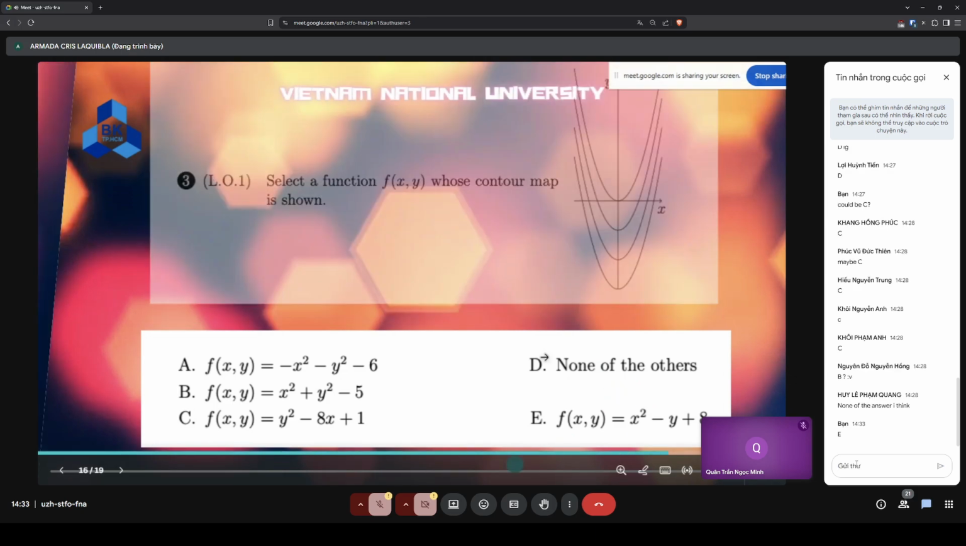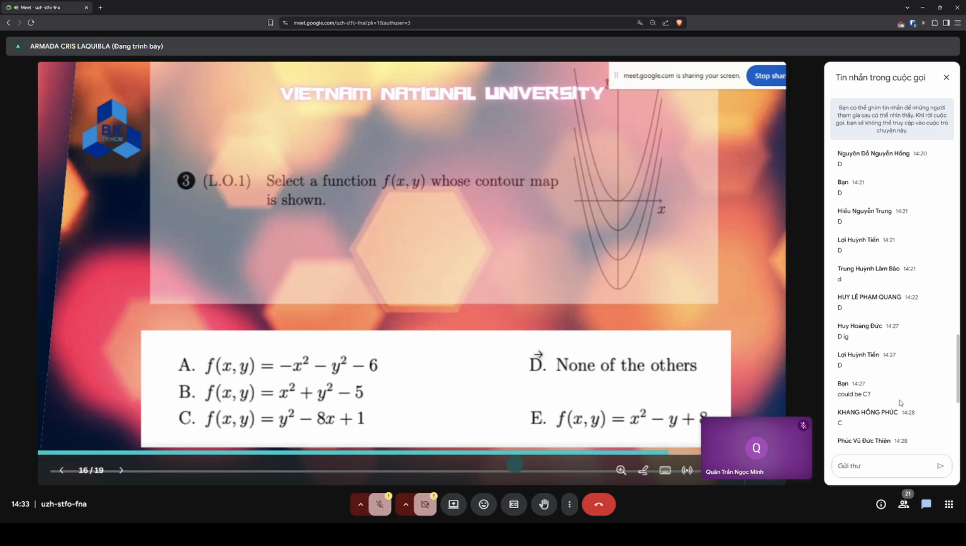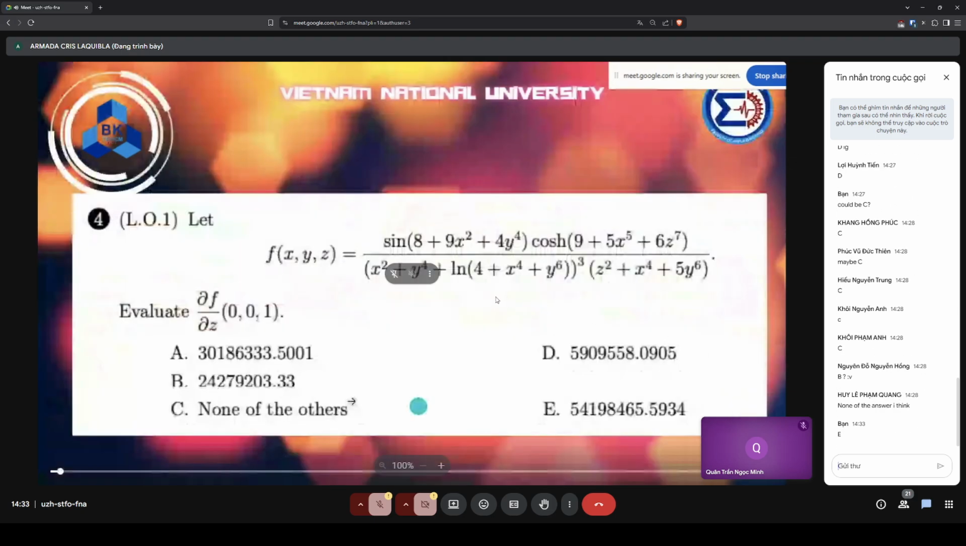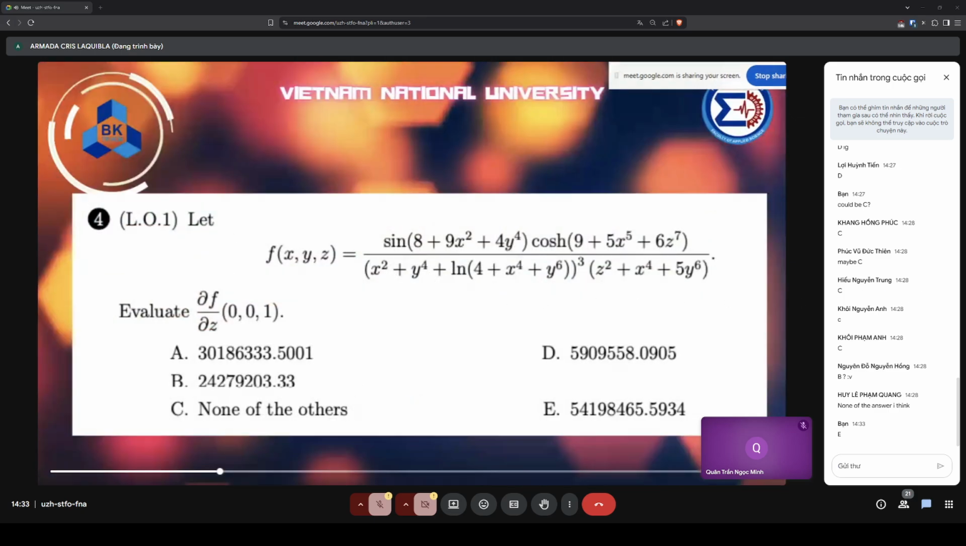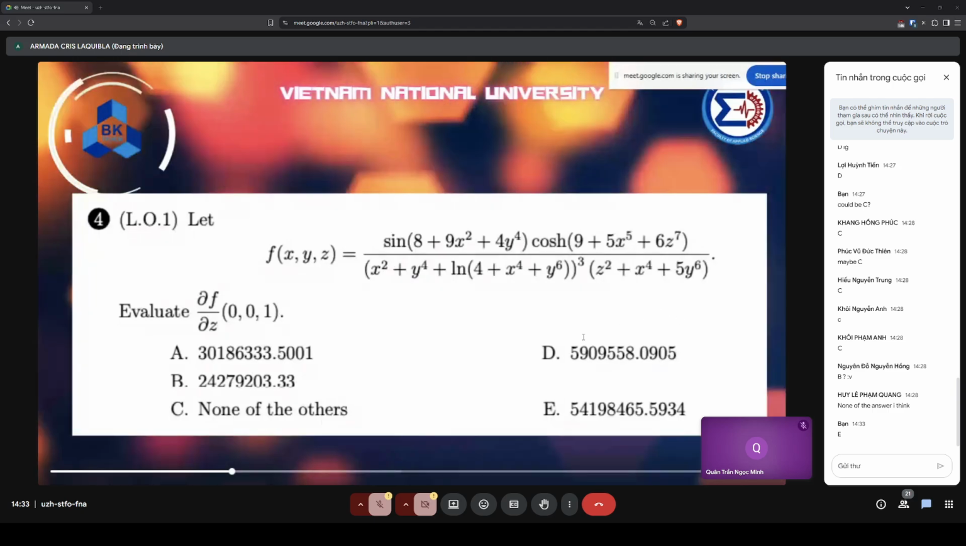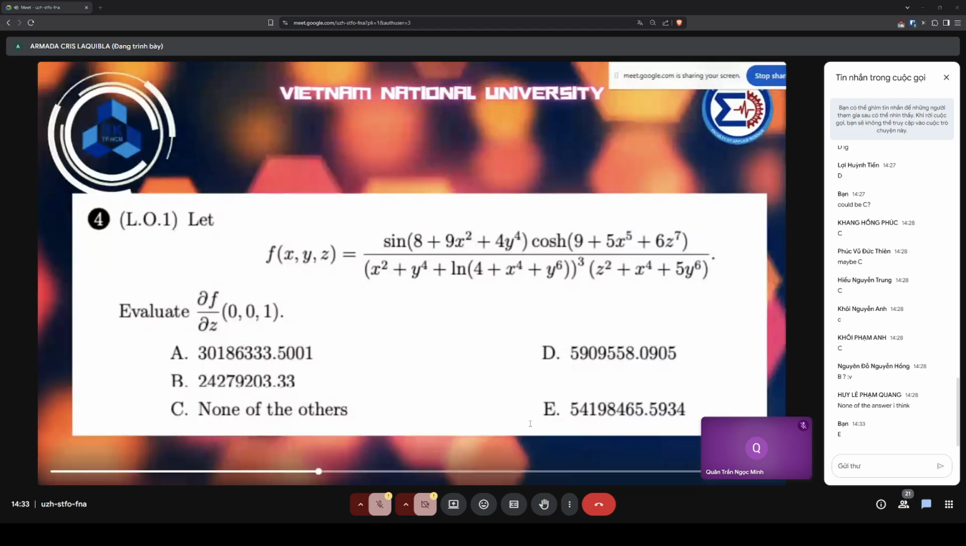Okay, how about this, class, number 4? This is the easiest of them all. So first, you take the partial of f over partial of z, and then after that you substitute the x and y there are both z.